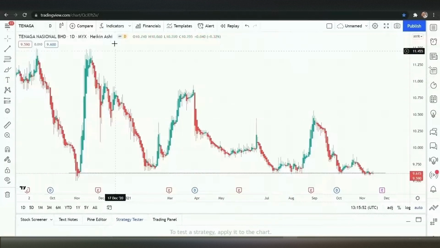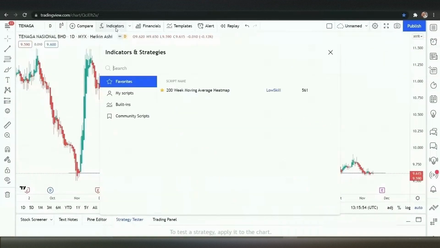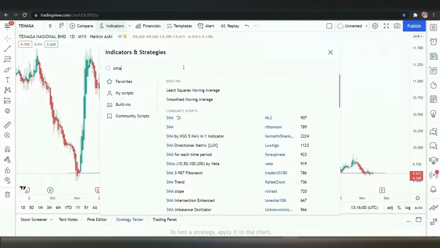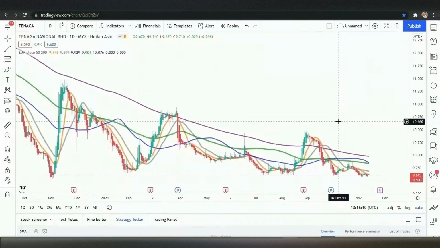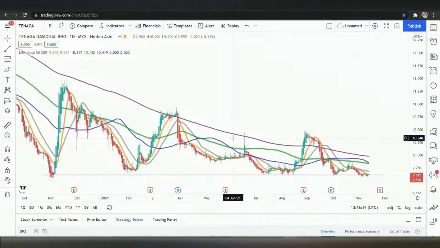So you're going to hover over to FX indicators, and then you're going to search for SMA. Be sure to select ML2's one, because this is what I always use and I kind of like his script. Once you select ML2's one, you're going to realize that there's so much noise over here. But what I typically look at is only the 50-day SMA and the 200-day SMA.